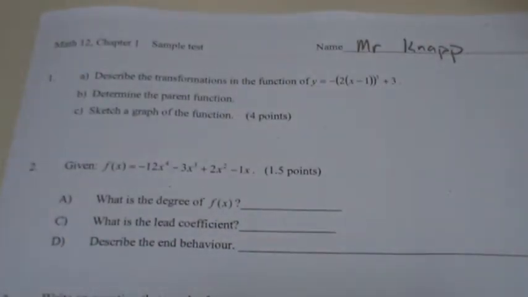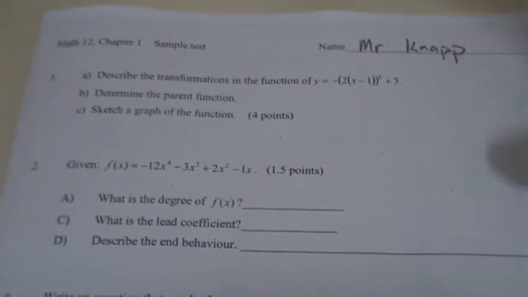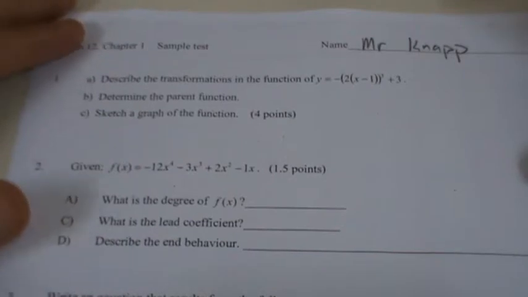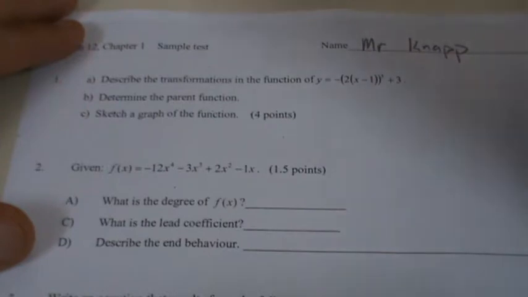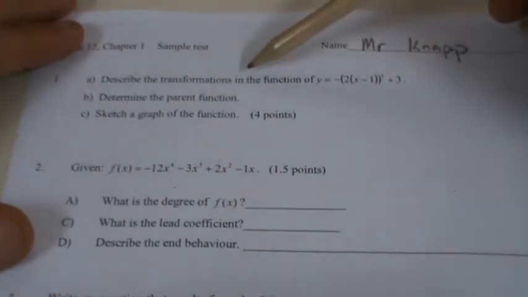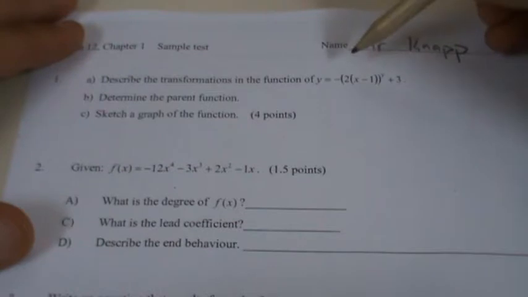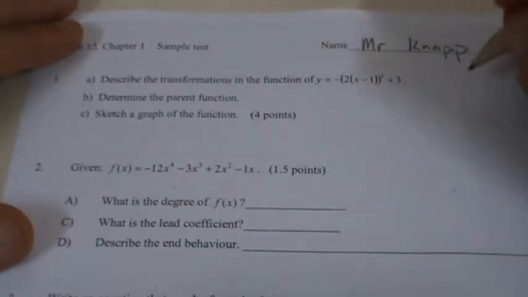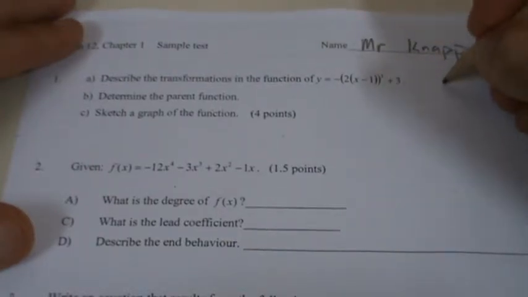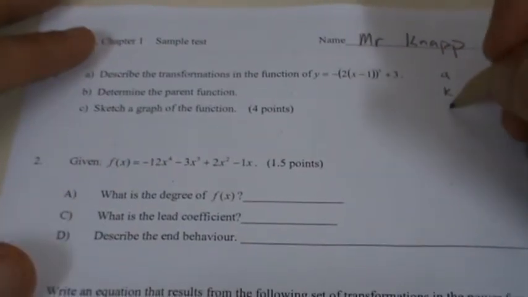Okay, this is the Chapter 1 sample test, Math 12. So I'm just going to go through this test here. The first question is: describe the transformations in the function y equals negative (2x minus 1) to the third plus 3. So I'm going to go with the a, the k, the d, and the c.